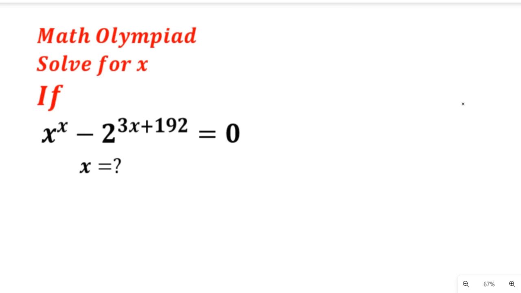In our tutorial today, we are going to solve for x if x to the power of x minus 2 to the power of 3x plus 192 is equal to 0.